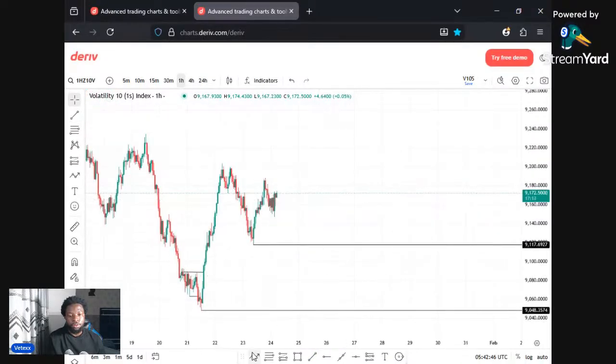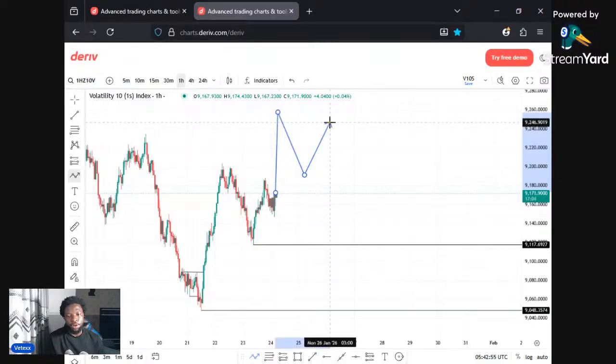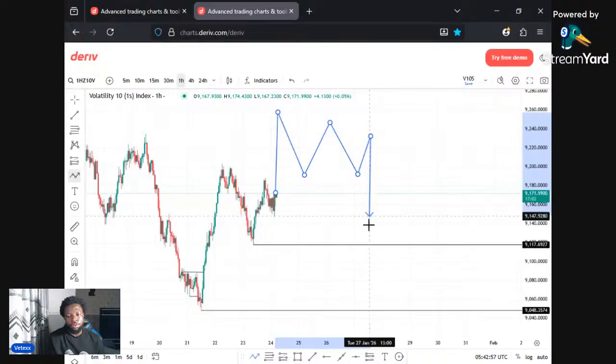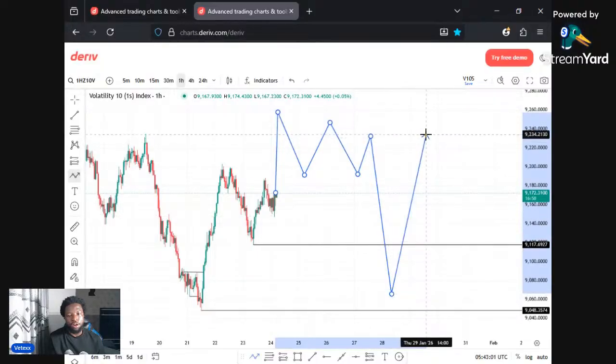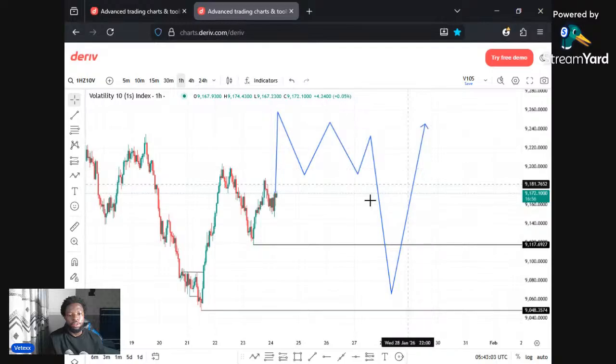I'm expecting price to do this. Price needs to come to this place, do this, and then start buying, consolidating, come into this zone, and then take its move to the opposite direction. So this is what we are going to be anticipating on V10S on the 1 hour time frame. But it doesn't do so.